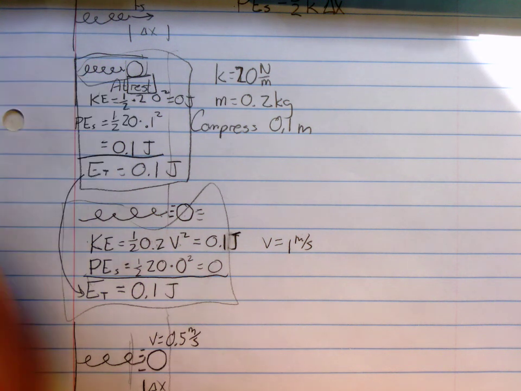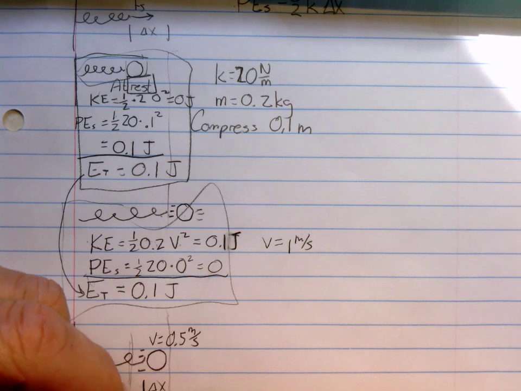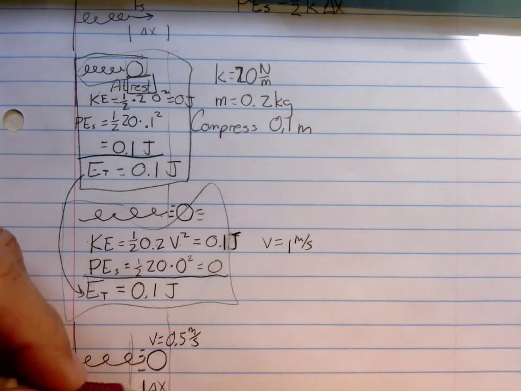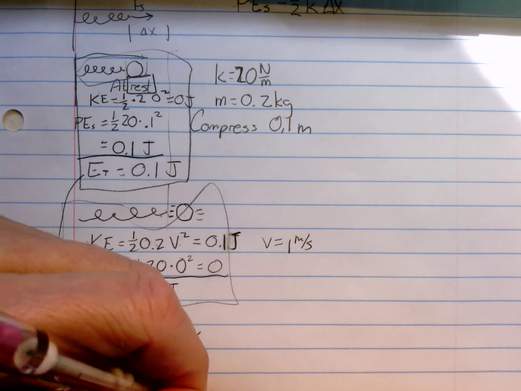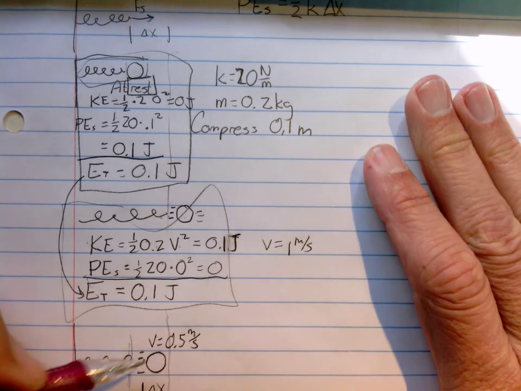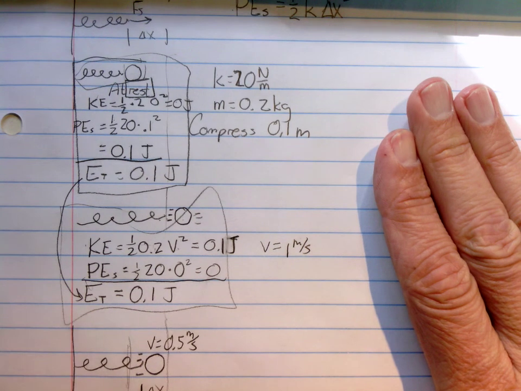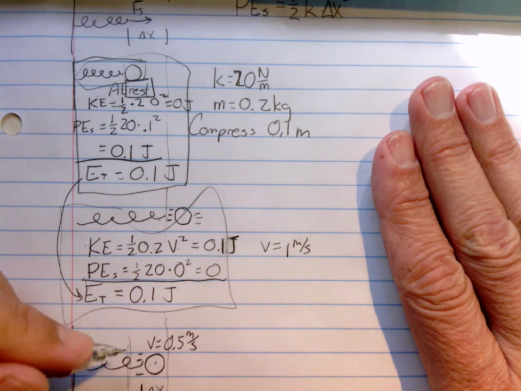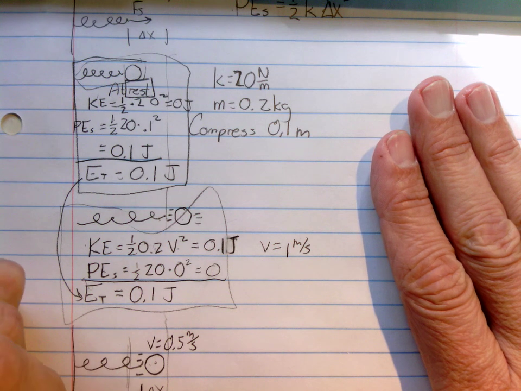So we do that same thing. Kinetic energy is 1/2 times 0.2, that ends up being 0.1, times 0.5 squared. That ends up being 0.025 joules. So that's the kinetic energy when it's going 0.5 meters per second. Again, it's the kinetic energy of that ball. The spring, we're not worried about the kinetic energy of the spring. It's hard to measure that.